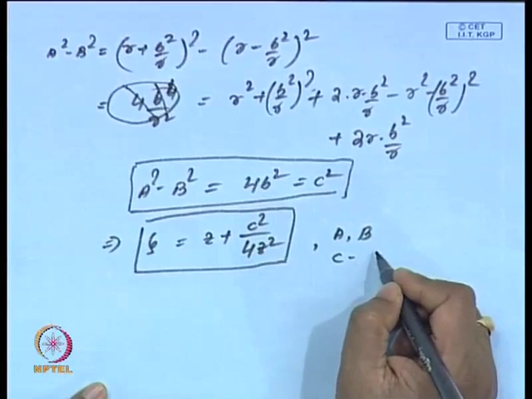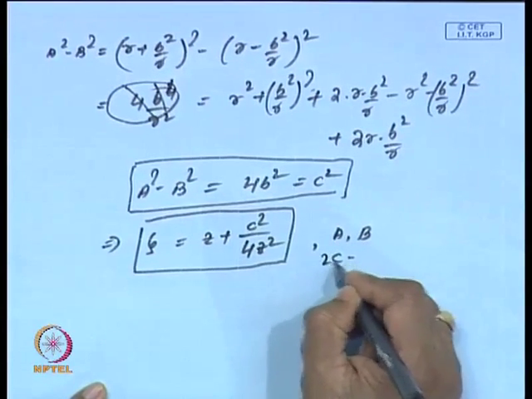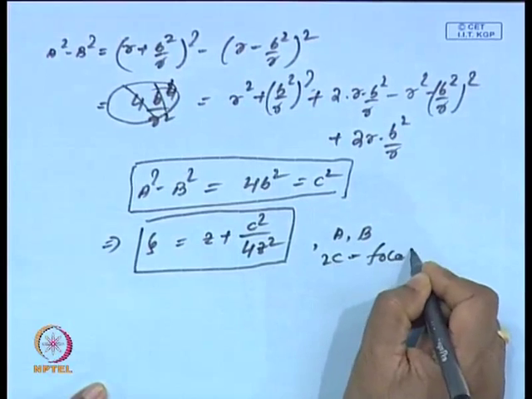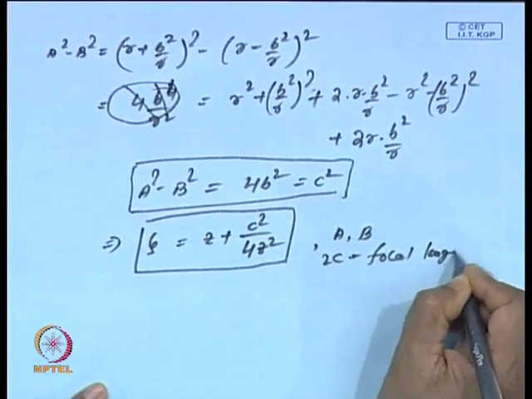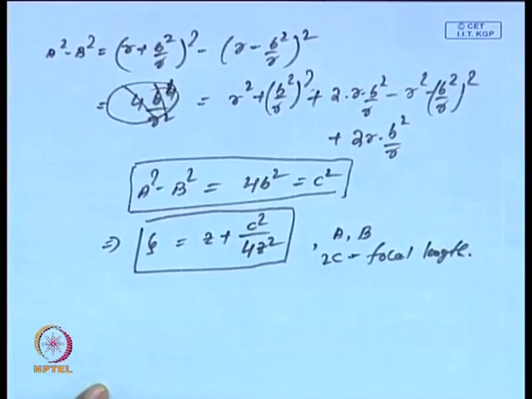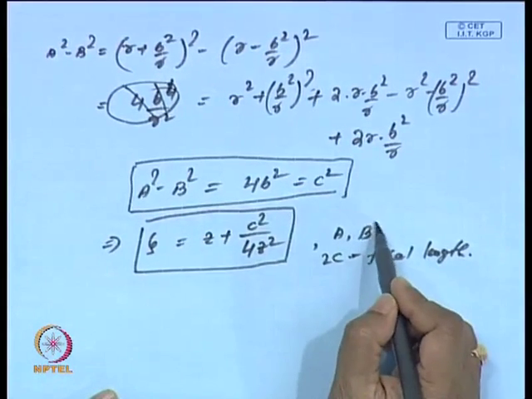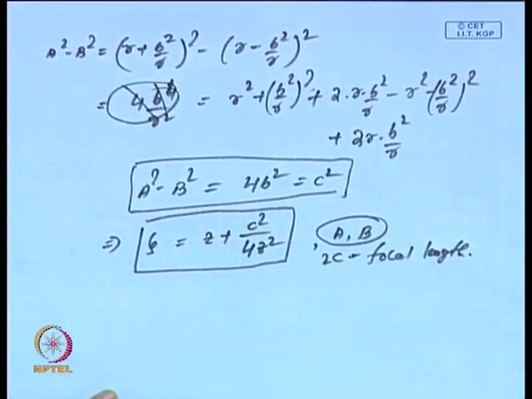If a and b are the major and minor axes, then 2c will give me the focal length, because the points will be minus c, 0 and c, 0. So, if I consider this as the transformation, then a and b will represent the major and minor axis, with 2c being the focal length. This is one of the things.